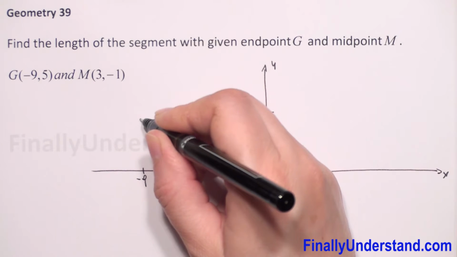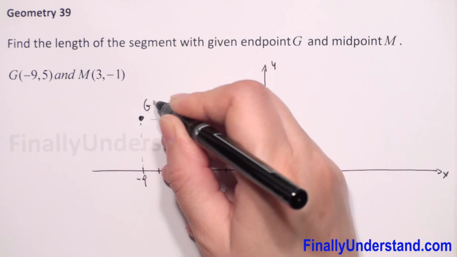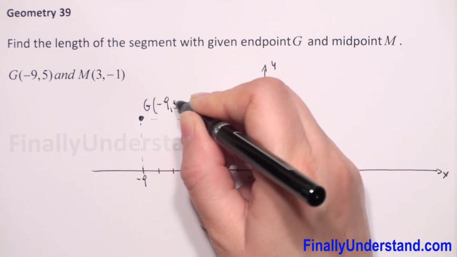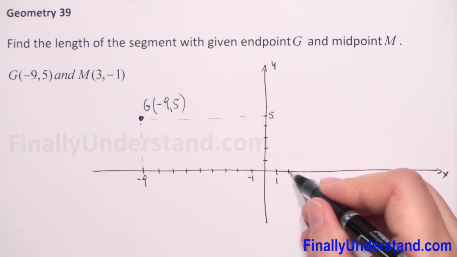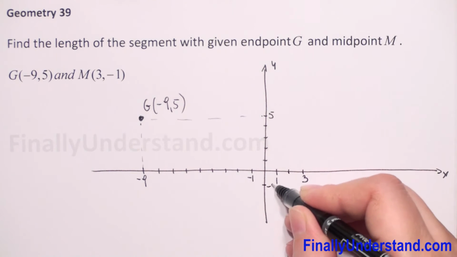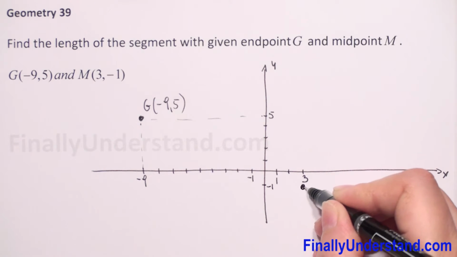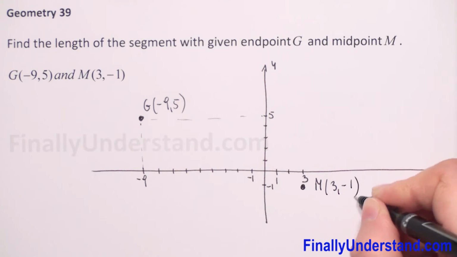So our point G is approximately here, (-9, 5). We have midpoint (3, -1): 1, 2, 3, and -1. So this is approximately here. This is our midpoint (3, -1).